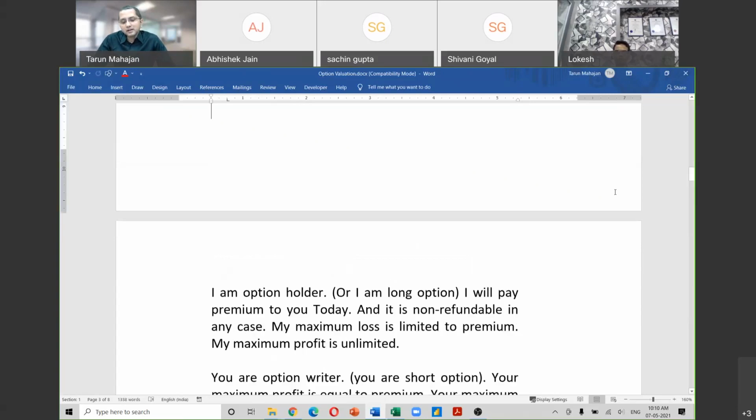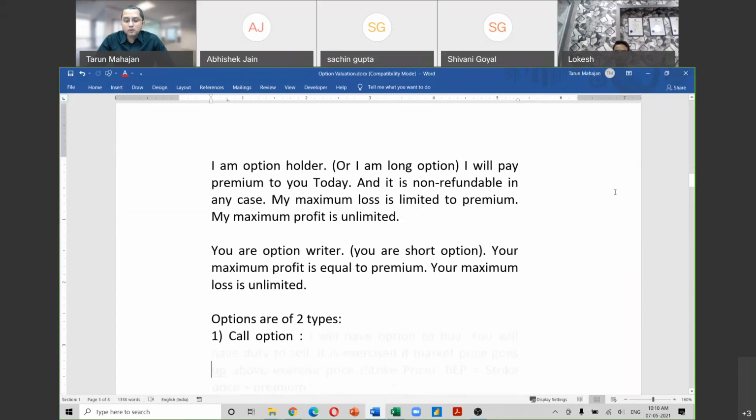You might be thinking that in this case, practically nobody would like to become the writer. Everybody would like to become the holder. No, not like that. In fact, institutional investors, I mean to say, bade khiladi, they prefer to become writer only. They don't prefer to become holder.